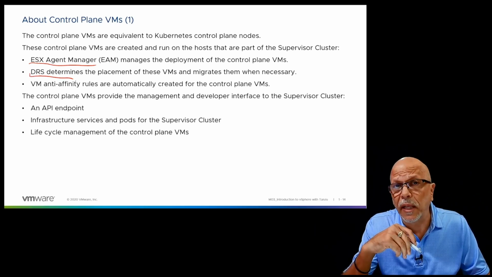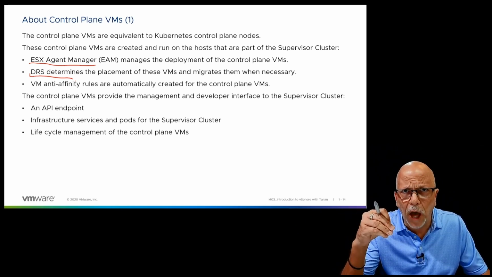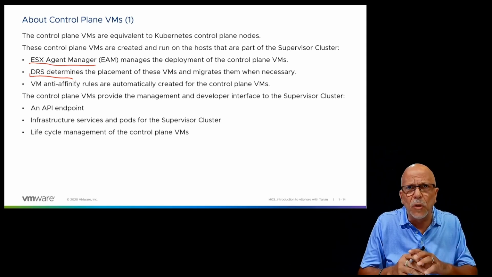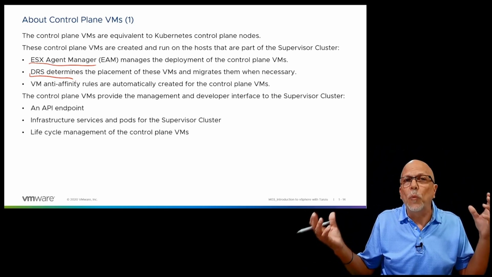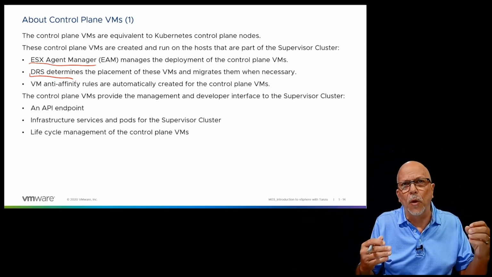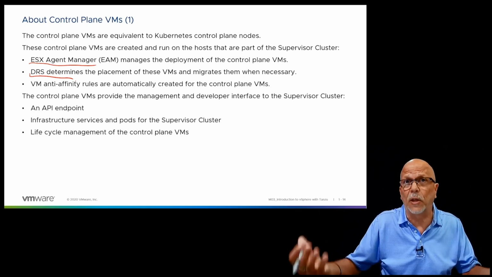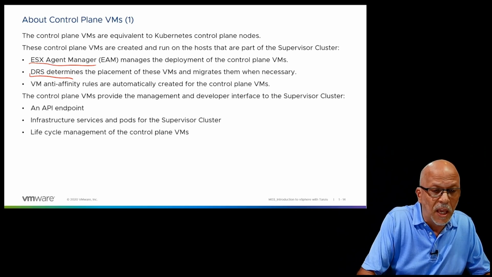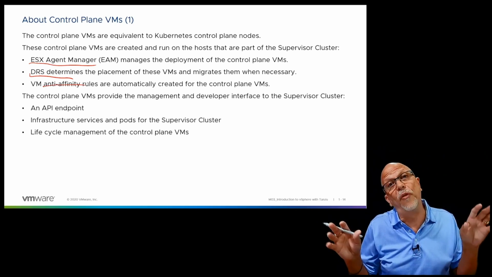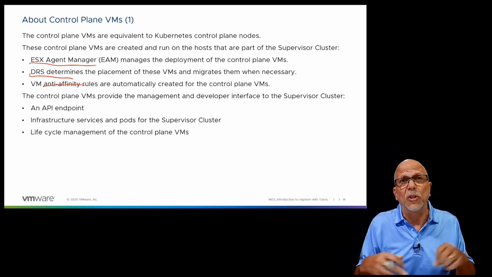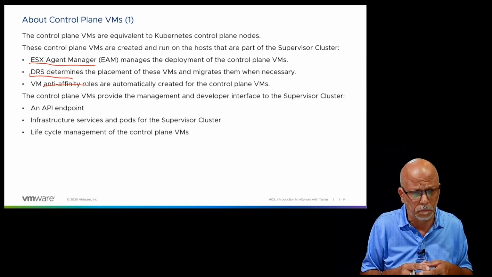Because we're running on an ESX cluster, a vSphere cluster, we have DRS turned on. If your cluster was maybe comprised of, let's say, 6 ESX hosts, we would use DRS to determine which of those 6 ESX hosts should be running these 3 control plane VMs, and it will handle anti-affinity rules to make sure that they don't end up on the same host, to decrease our blast radius in case we have an ESX host failure.